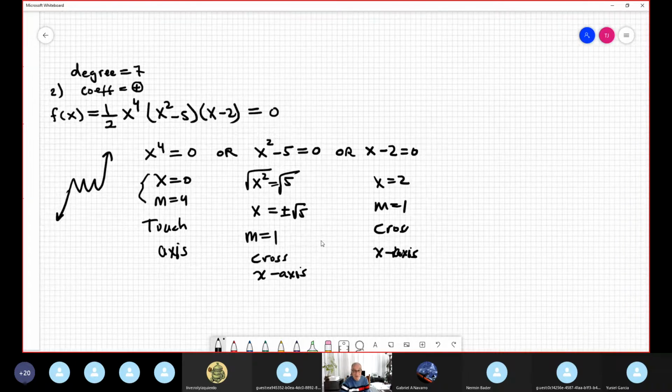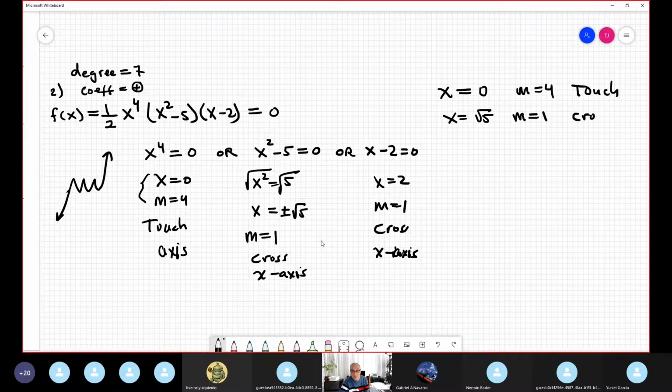The conclusion is we have 4 zeros. x equals 0, multiplicity 4, touch. x equals radical 5, multiplicity 1, cross. x equals minus radical 5, multiplicity 1, cross. And x equals 2, multiplicity 1, cross.